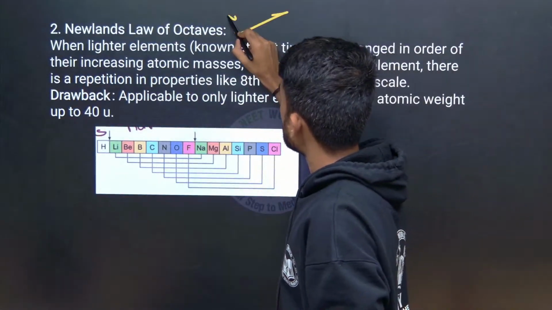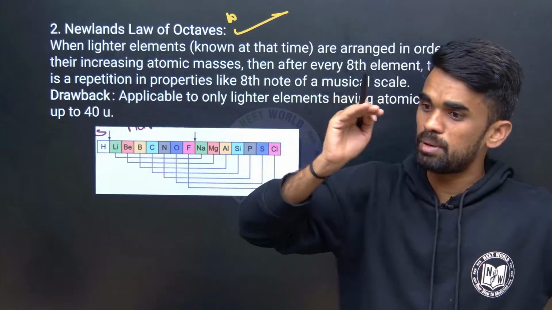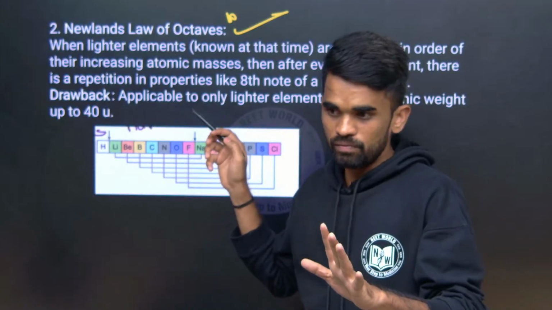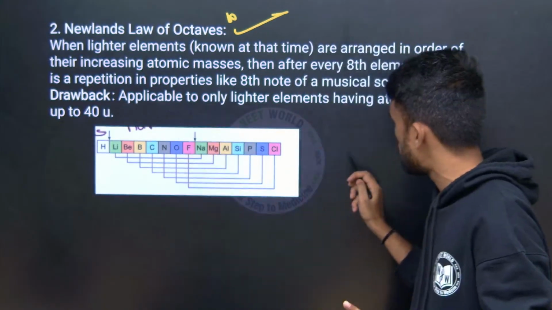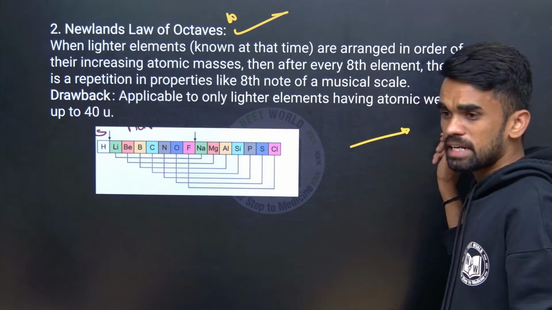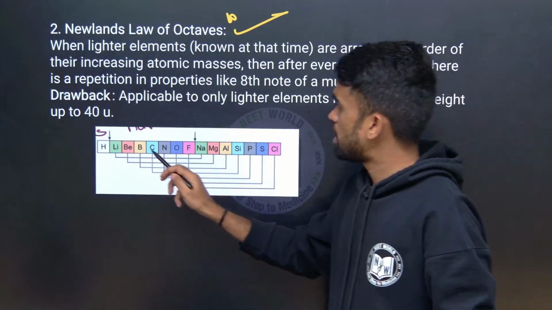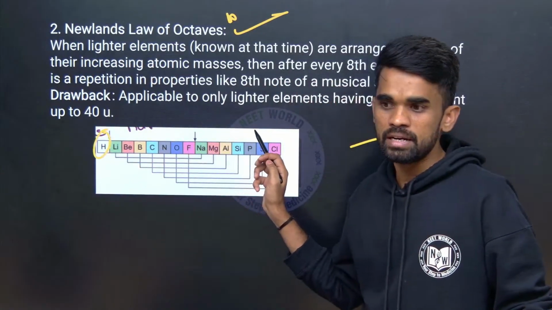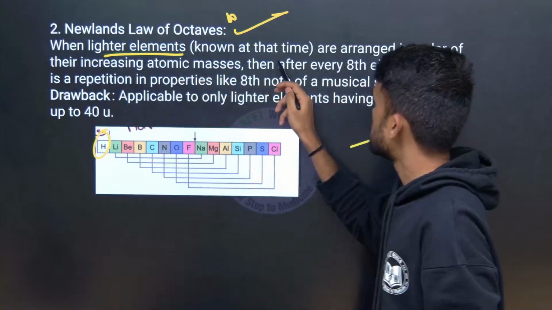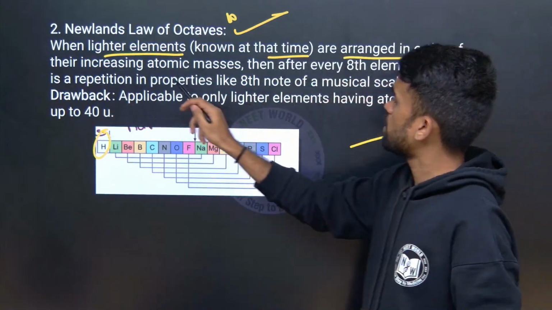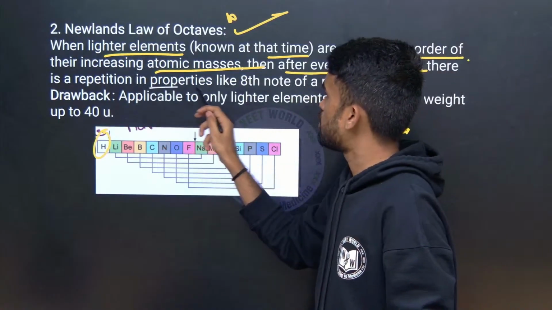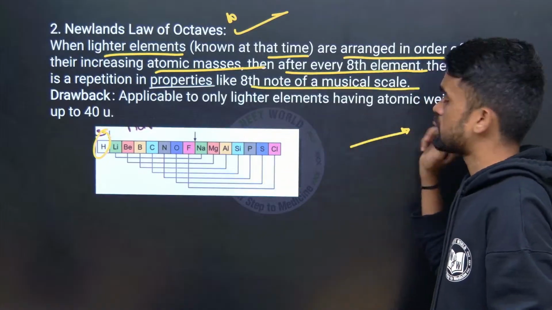Next, Newlands' law of octaves. You know musical notes, sa re ga ma pa dha ni sa, like that. Now he considered the elements in the increasing order of their atomic weights; this person also considered atomic weight only. For every first element and the 8th element, he observed the same properties. So when the lighter elements known at that time are arranged in the order of increasing atomic mass, then after every 8th element there is a repetition in the properties, like the 8th note of a musical scale.